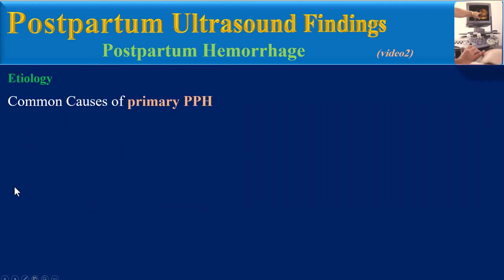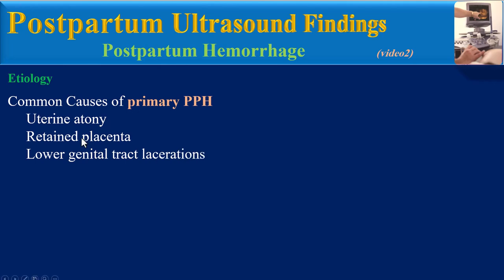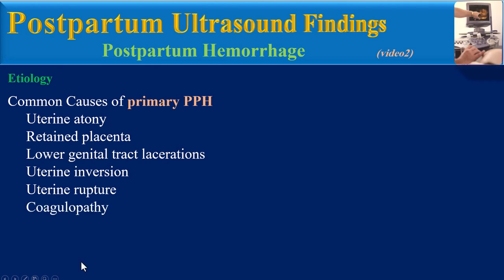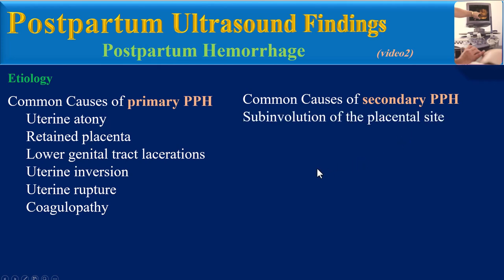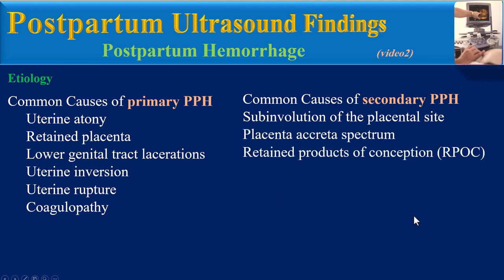Etiology. Common causes of primary postpartum hemorrhage include uterine atony, retained placenta, lower genital tract lacerations, uterine inversion, uterine rupture, and coagulopathy. Common causes of secondary postpartum hemorrhage include subinvolution of the placental site, placenta accreta spectrum, retained products of conception, endometritis, and coagulopathy. At first, uterine atony.